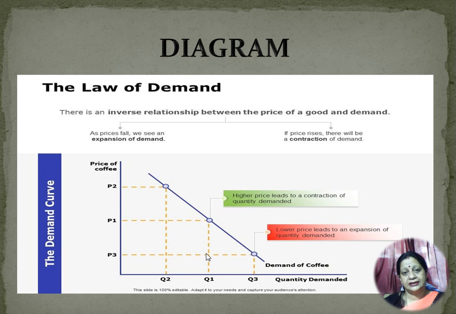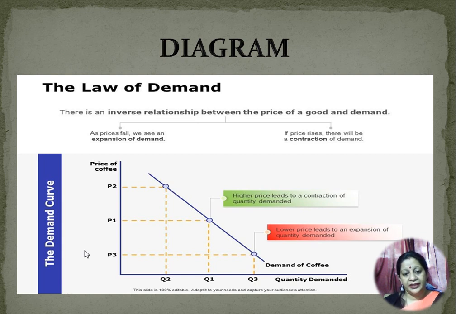So this is the diagram for the demand curve, which helps in giving the inverse relationship between the price and quantity demanded. You can see that on the x-axis there is the price of coffee, that is P2, P1 and P3, and on the y-axis there is quantity demanded Q1, Q2 and Q3.